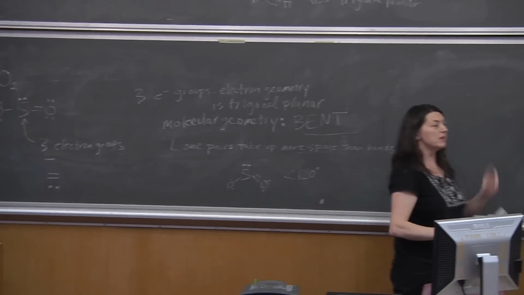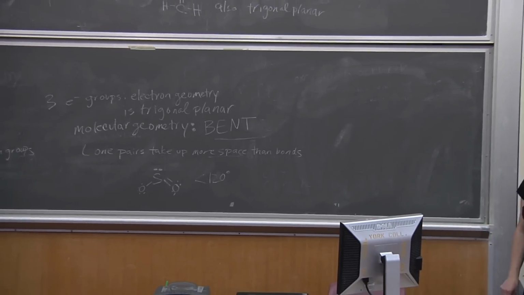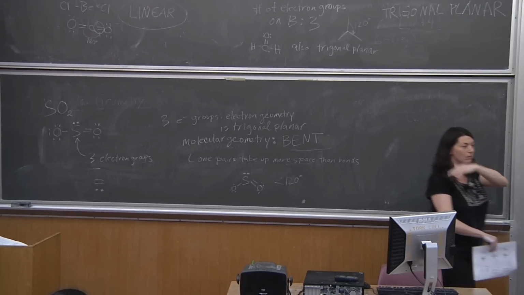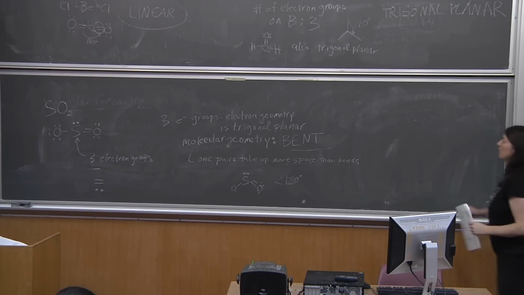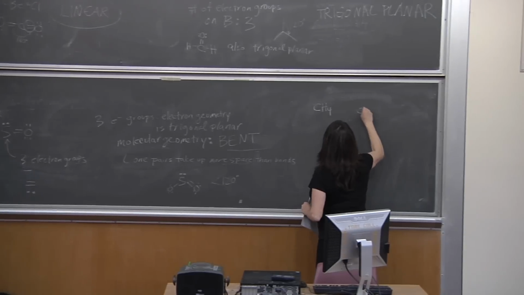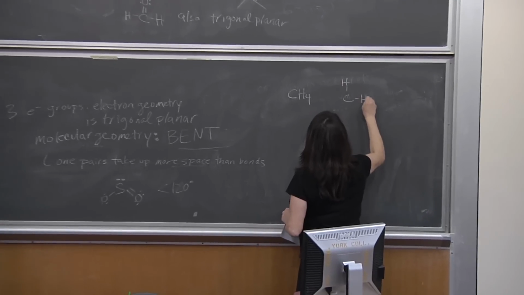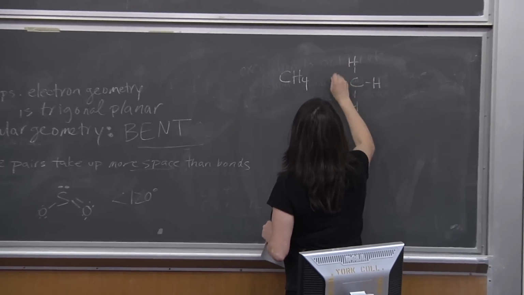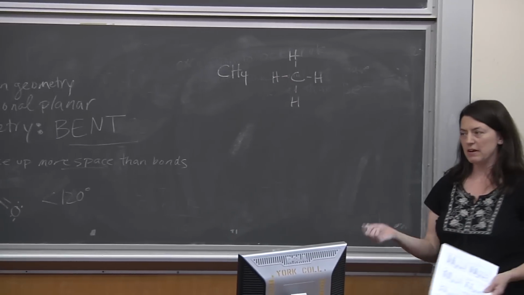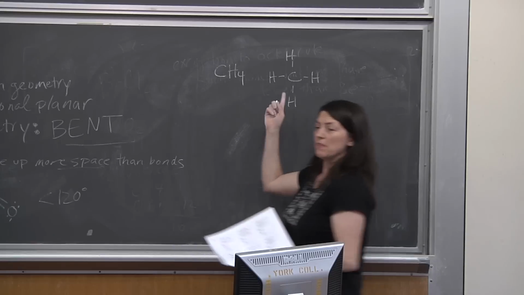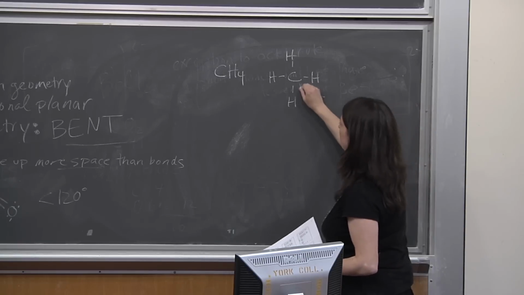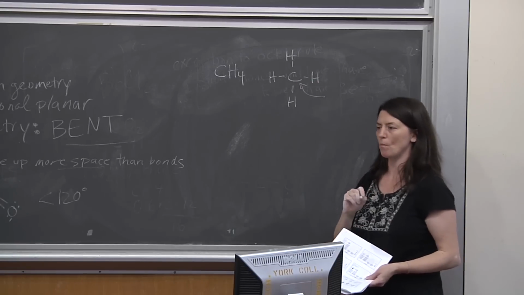Okay, so first we did 2 electron groups. Then we did 3 electron groups, and there are 2 possibilities, without lone pairs and with lone pairs. So now we're going to go to CH4, methane. How many electron groups are there on the carbon?